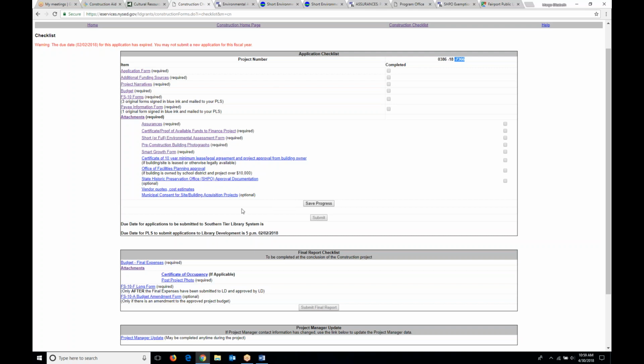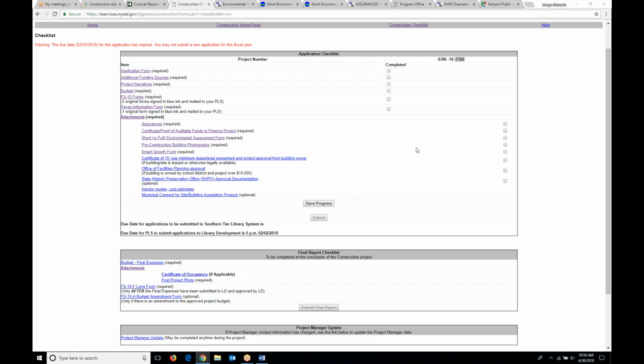Any questions on any of the attachments that you need to make, any of the forms or documentation that you need to attach to your application? Oh, I missed it. No, thanks. Cool.